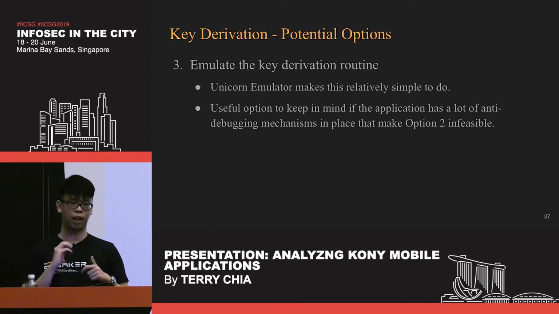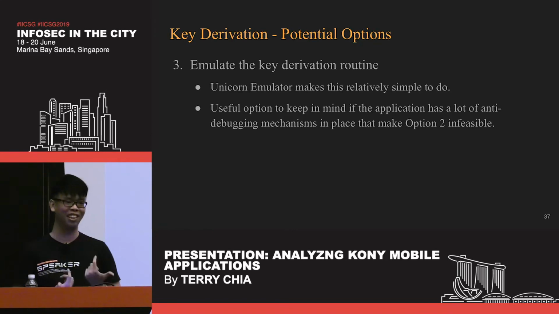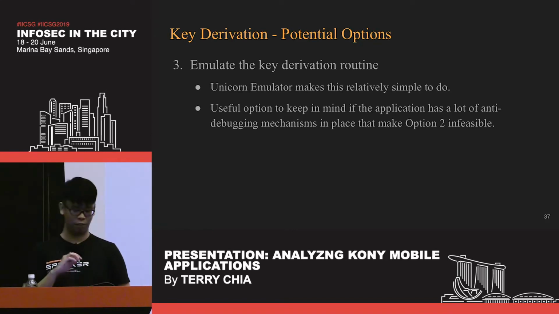The third option that I did not actually implement, but it's interesting to consider, is that you can just emulate the key derivation routine. So I think Alice mentioned the Unicorn emulator earlier. It's fantastic. It's actually very simple to use the Unicorn emulator to emulate that key derivation process. You just have to substitute in the calls to the Java functions. This is a very useful option to keep in mind if the application that you are analyzing has a lot of anti-debugging mechanisms in place, which makes it a bit more difficult if you want to attach a debugger or a DBI.